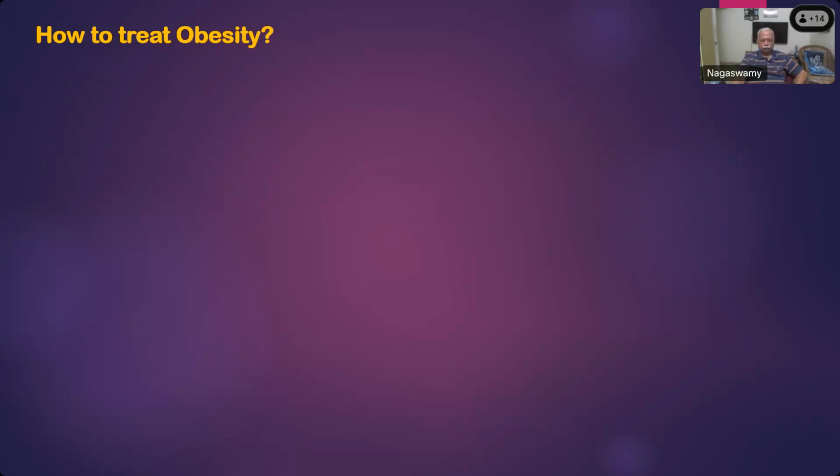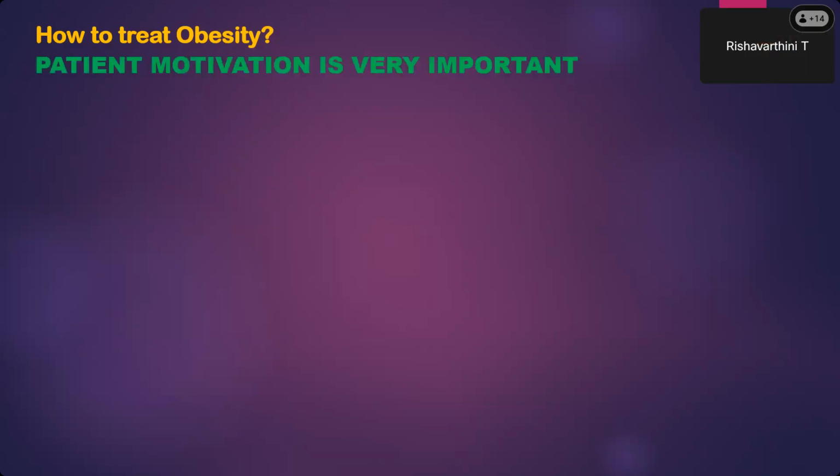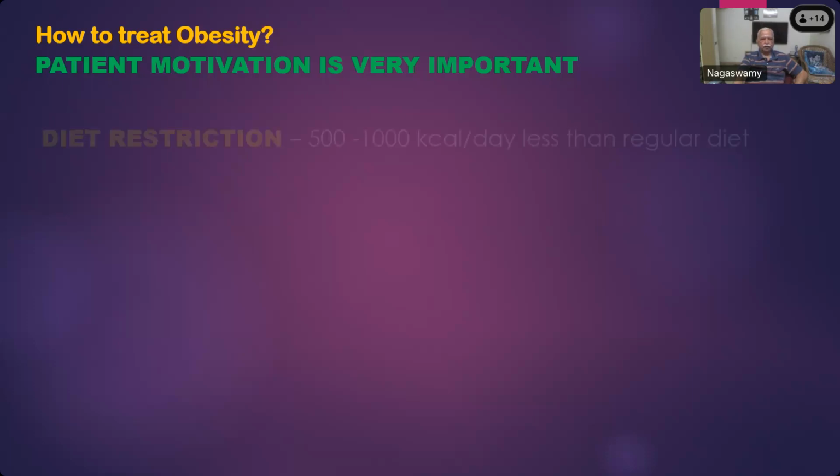The lifestyle changes can be done. Very good. Patient motivation is very, very important. Just like an alcoholic who wants to quit drinking, unless he himself has the inclination to stop that habit, it's very, very difficult for you to cure an alcoholic. Similarly, an obese patient should realize that they are obese and they should make sincere efforts to reduce the weight. So motivation of the patient is very important.